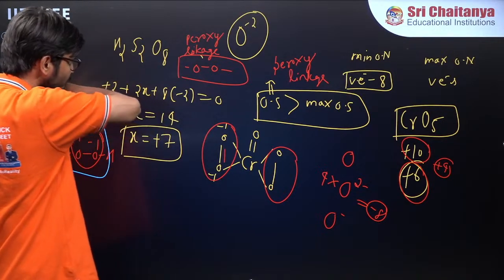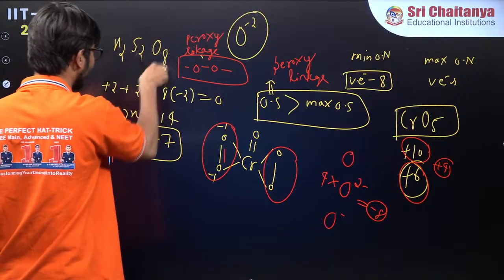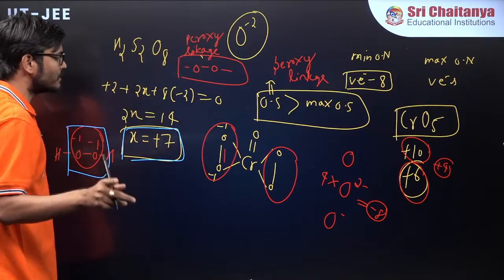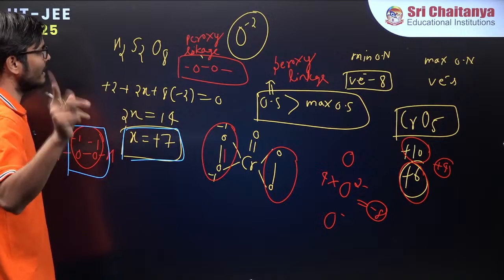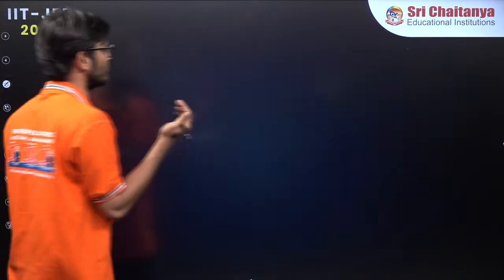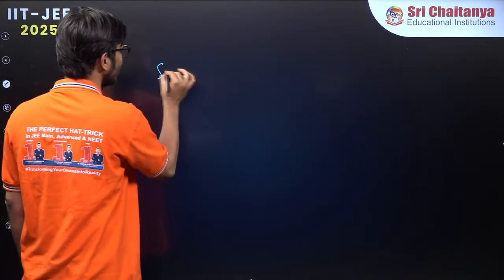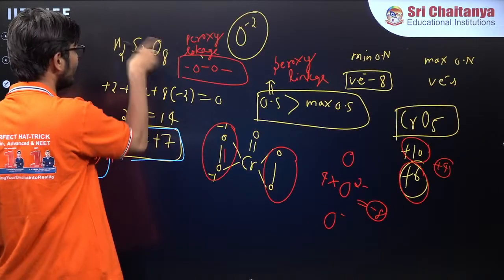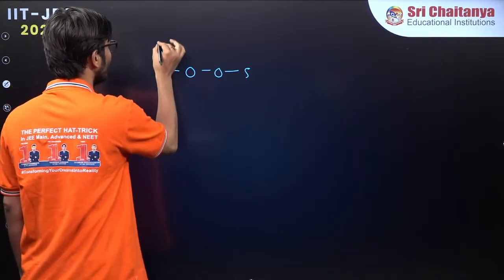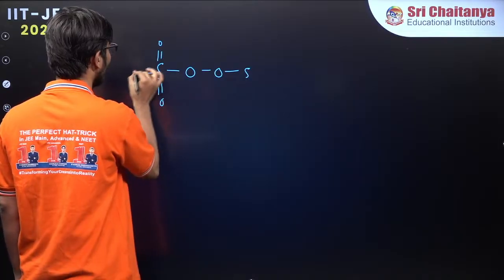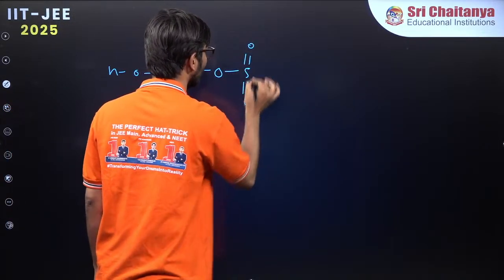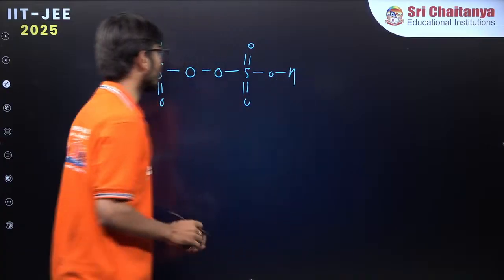Now, in the case of H2SO8, because we are getting more than +6, there must be at least 1 peroxide linkage. Let me draw the structure of the compound. This structure is sulfur, oxygen, sulfur, and then we have a double bond, sulfur, oxygen, OH, and S double bond O, OH. So this is the structure of the compound.